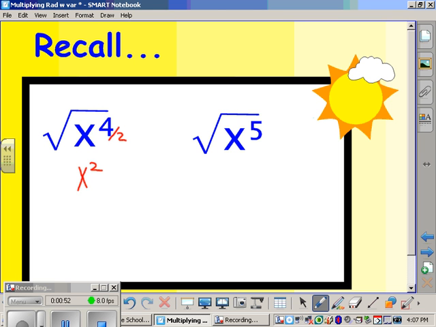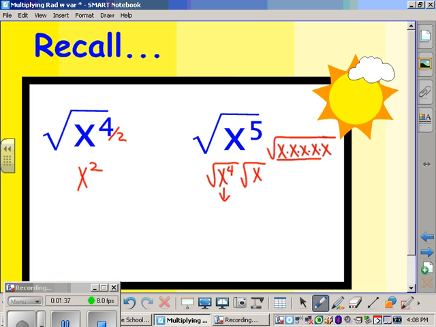Looking over to the right at radical x to the fifth, notice this time that the exponent is an odd number. So what we want to do here is understand that x to the fifth means that you have x multiplied by itself 5 times. So what you want to do is underline as many as you can with 1 left over. Because this is an odd number, by underlining the first 4, you now have x to the fourth and x. So at least part of this is a perfect square.